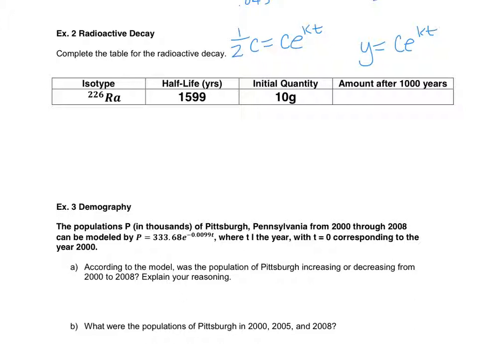So first thing we're going to do is start off with the half C equals C e to the kt formula. 1/2 C equals C e to the k. Now, as far as time goes, I know the half-life is 1599. So I'm going to go ahead and plug that in. Now, your C's will cancel. So that leaves us with 1/2 equals e to the 1599k. And I'm looking for k.